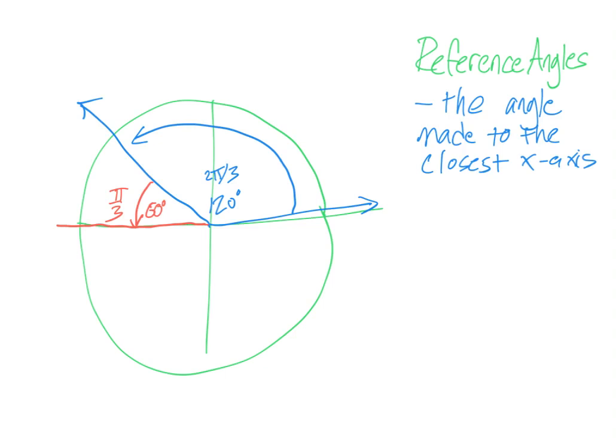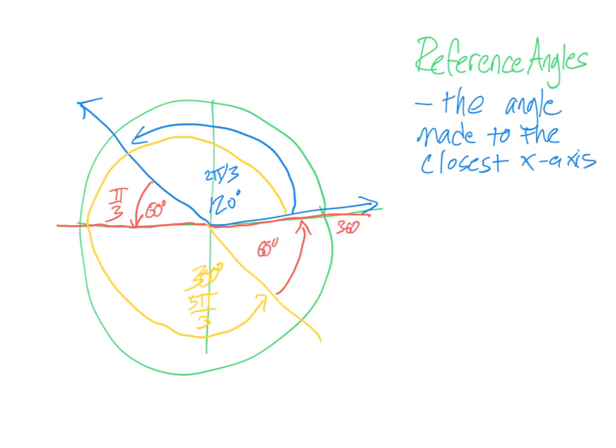What's really neat about reference angles is that we can have more than one angle that ends up at the same reference angle. So if I went all the way this way, and this one is going to be at 300 degrees, or 5 pi over 3. The reference angle here would be how much does it take to get to the closest x-axis. To get from 300 to 360, that would take another 60 degrees. The reference angle for this would also be 60. And to get from 5 pi over 3 to 6 pi over 3, or 2 pi, that would take another pi over 3. The reference angle for that would be the same exact thing.